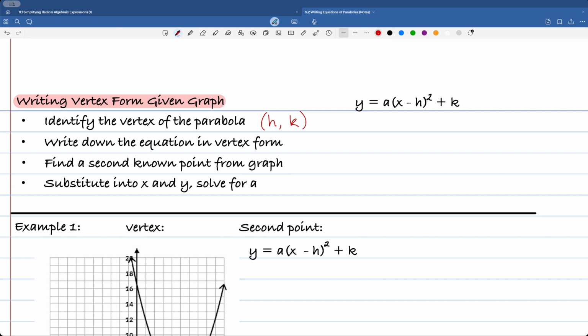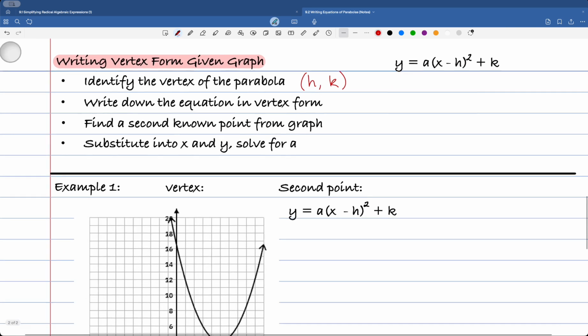We're going to then write down the equation in vertex form. So y equals this part. And then we're going to find a second known point from the graph, and then we're going to substitute into x and y and solve for a, kind of like how we did with factored form.